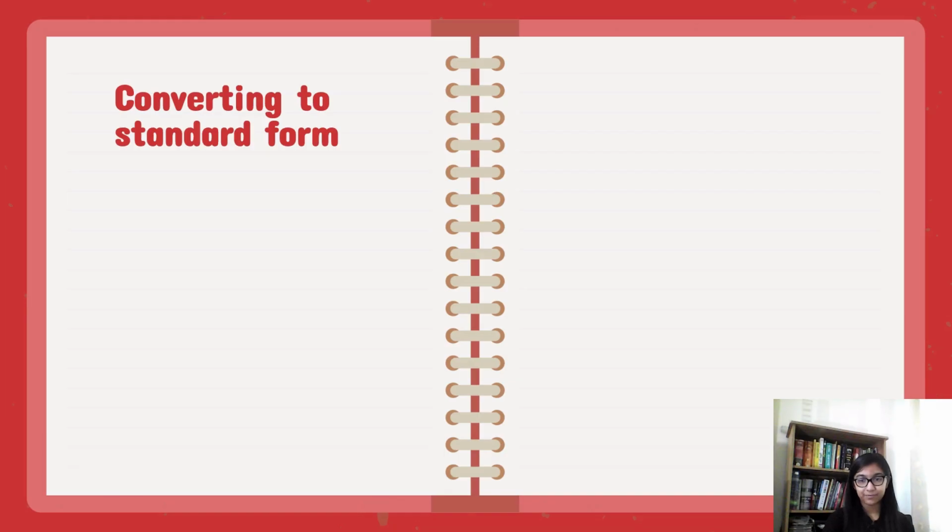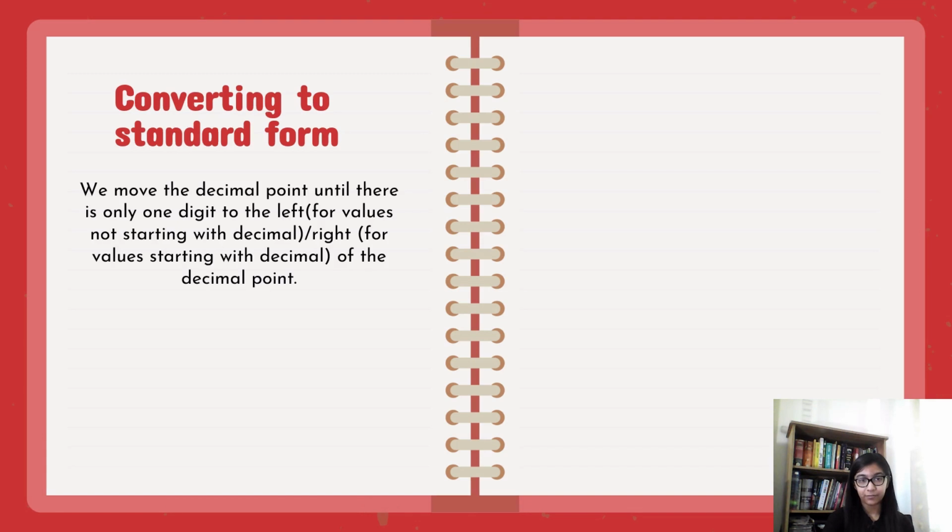Converting to standard form. In order to convert values into the standard form, we move the decimal point either to the left or to the right until there is only one digit to the left or to the right of the decimal point, based on the position of the decimal point in the value. Let us see these two examples.